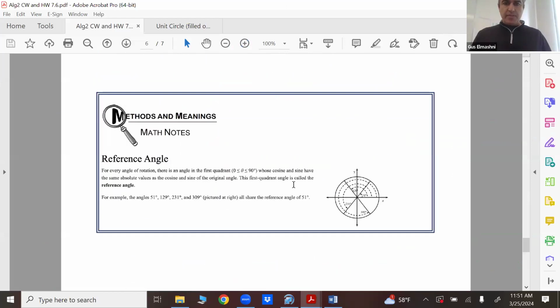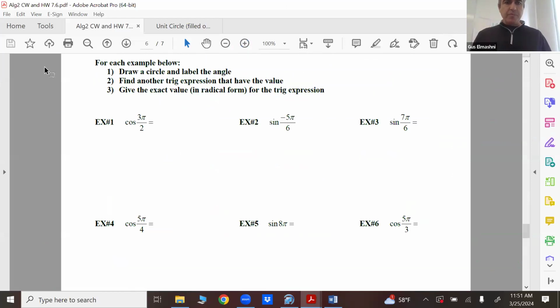So let's do this. Here's what you do. It says draw a circle, label the angle, find a trig expression, and so on. I just do this seriously. I just say, this is X, this is Y, this is Y, this is X, this is Y, and this is X. Actually, we should draw a circle. That's more to think about. Okay, 3 pi over 2.